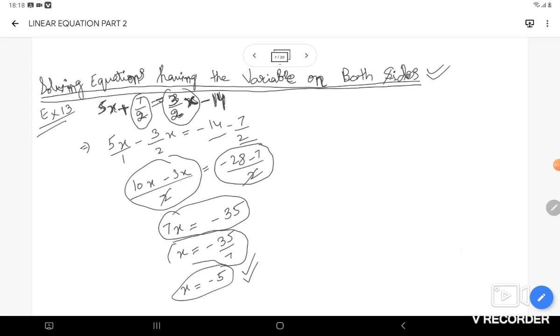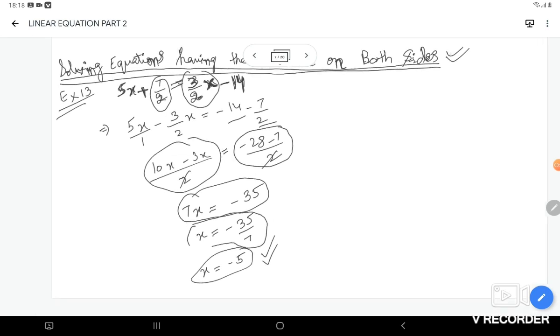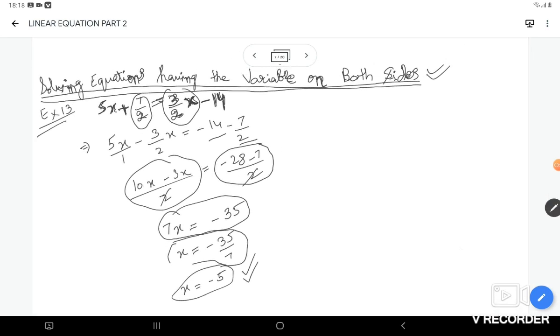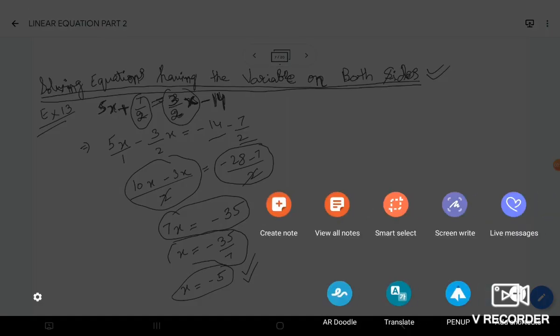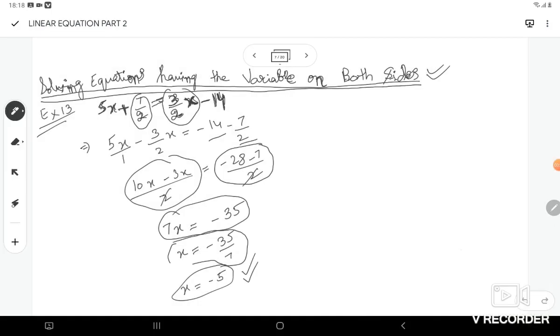So today we are going to solve equations having the variables on both the sides. Till now we have solved the equations with the variable on only one side. Now today we are going to solve the equations having the variable on both sides. So let's see how we solve the equations having variable on both sides. Taking an example, let's see how we solve them.